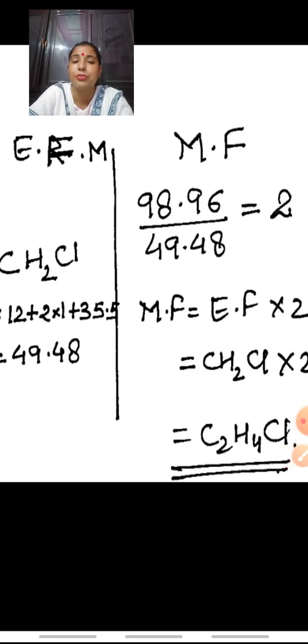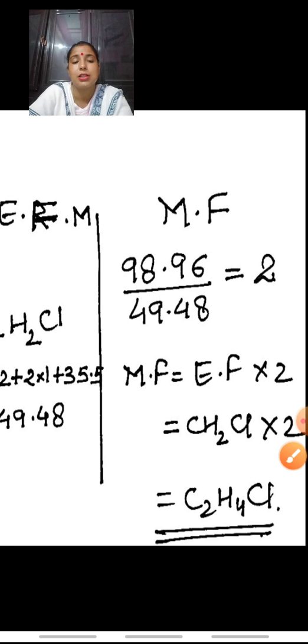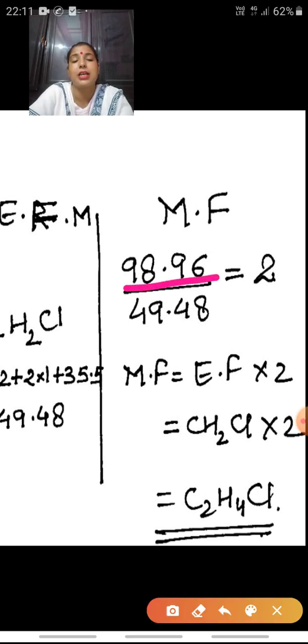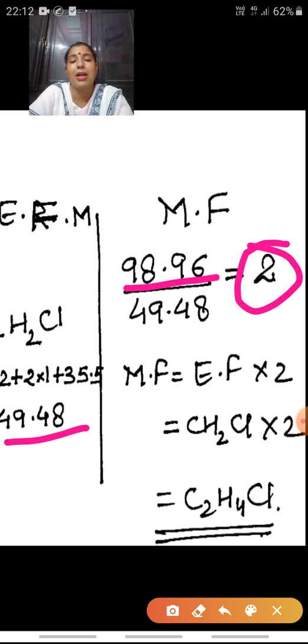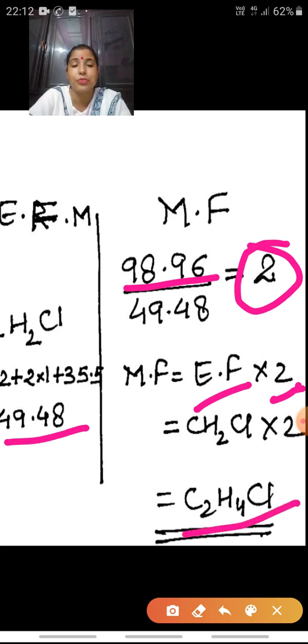Now, the next step is to calculate the molecular formula. How do we calculate the molecular formula? By dividing the molecular mass by the empirical formula mass. Molecular mass we were already having, from the question we get the molecular mass. It was already given in the question as 98.96 and the empirical formula mass is 49.48 that we have calculated just now, and we get a value 2. That means 2 is the value of n. So, multiplying the empirical formula by 2, we get the molecular formula. So, what was the compound actually? It was C2H4Cl2, that is chloroethane.